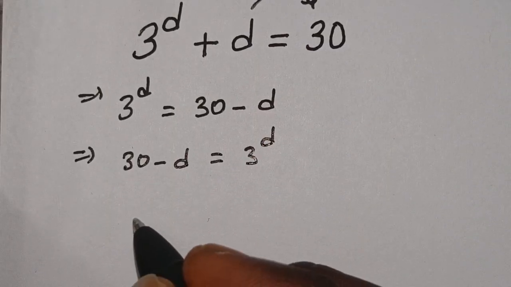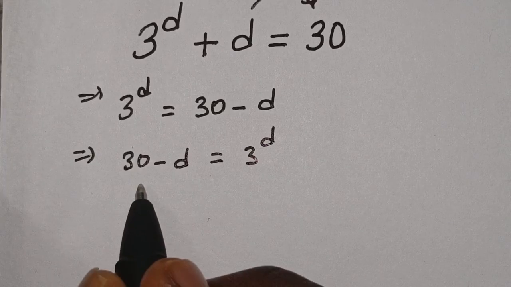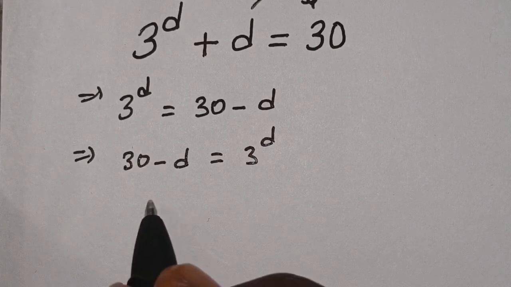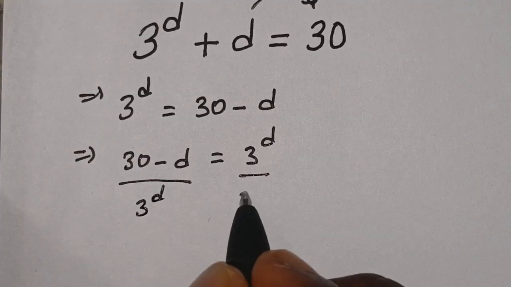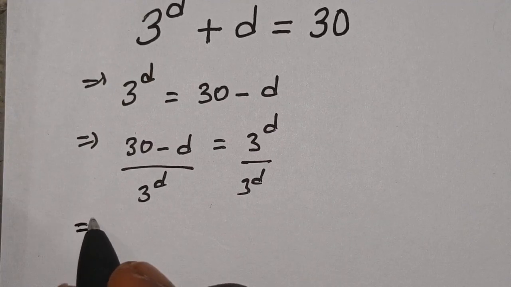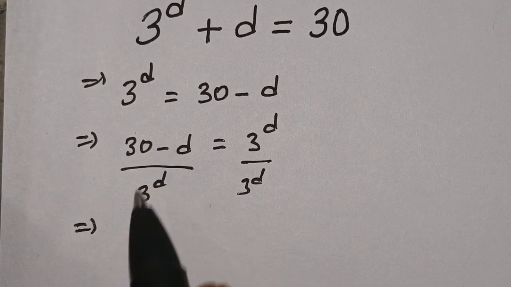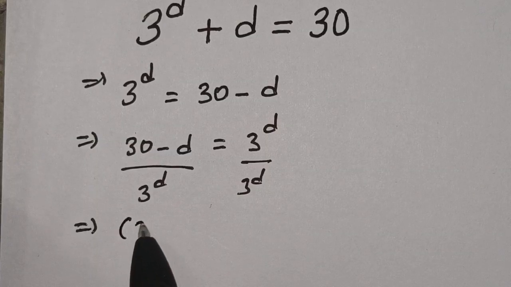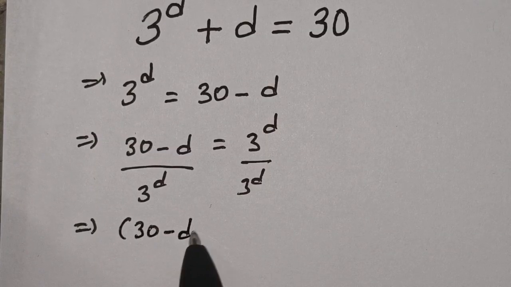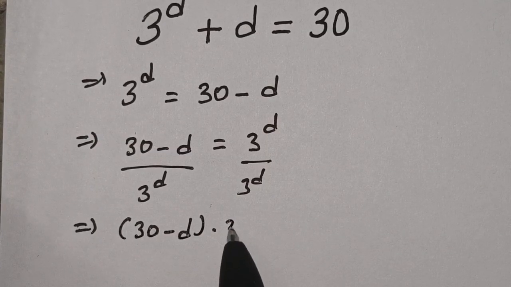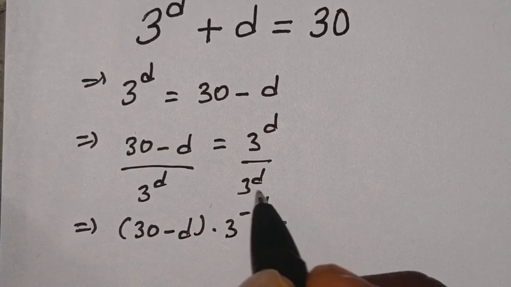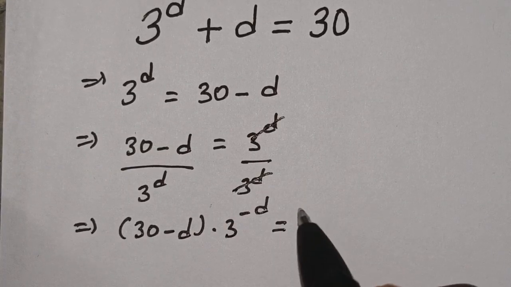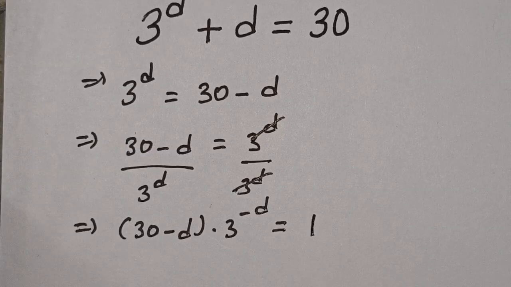Now, let us divide both sides by 3 to the power of d. This implies that this whole guy could be written as 30 minus d times 3 to the power of minus d equal to, clearly 3 to the power of d cancel each other here. We have 1 on the right hand side.